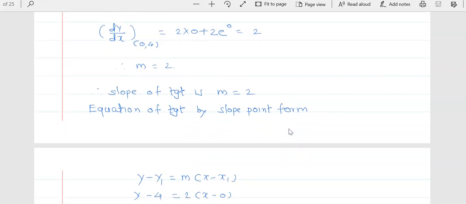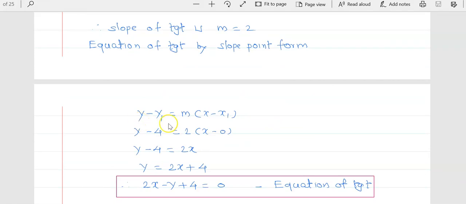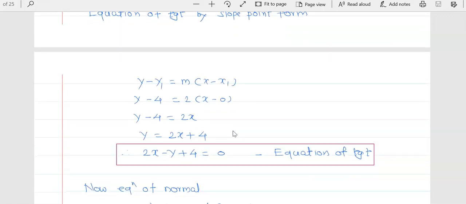Now the equation of the tangent by the slope point form, that is y minus y1 is equals to m in bracket x minus x1. Y minus 4 is equals to 2 in bracket x minus 0. Y minus 4 is equals to 2x. Therefore, y is equals to 2x plus 4, or it is written as 2x minus y plus 4 is equals to 0. This is the equation of the tangent.